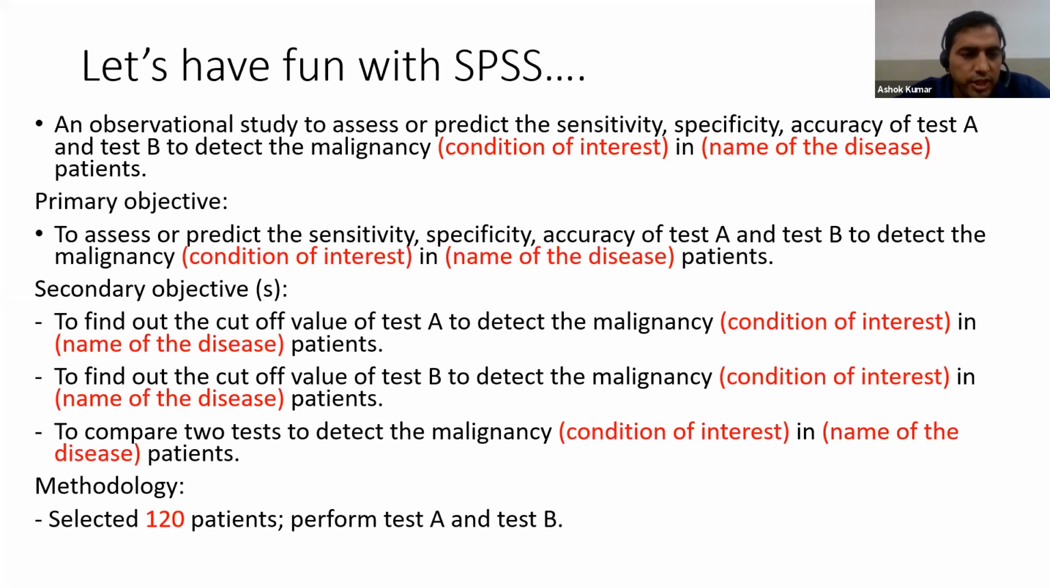Okay, among these patients. The secondary objective is to find out the cutoff value. With the help of the ROC curve, we get cutoff values of test A to detect the malignancy in these patients, and to find out the cutoff value of test B to detect the malignancy in these patients, and to compare the two results, which test predicts better than the second test. One hypothetical selection is 160 patients, a made-up figure. The 160 patients perform test A and test B, and patients are tested for malignancy.